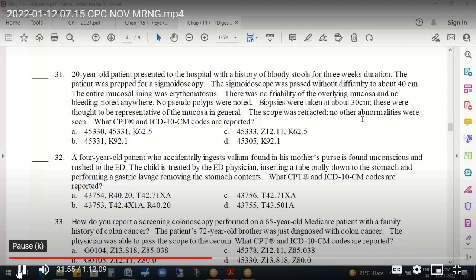See, sigmoidoscopy. Only examined a body part? No, he performed some treatment. What they have removed? Biopsies they have removed. Code only biopsy. 45331. Understood, everyone, the concept?